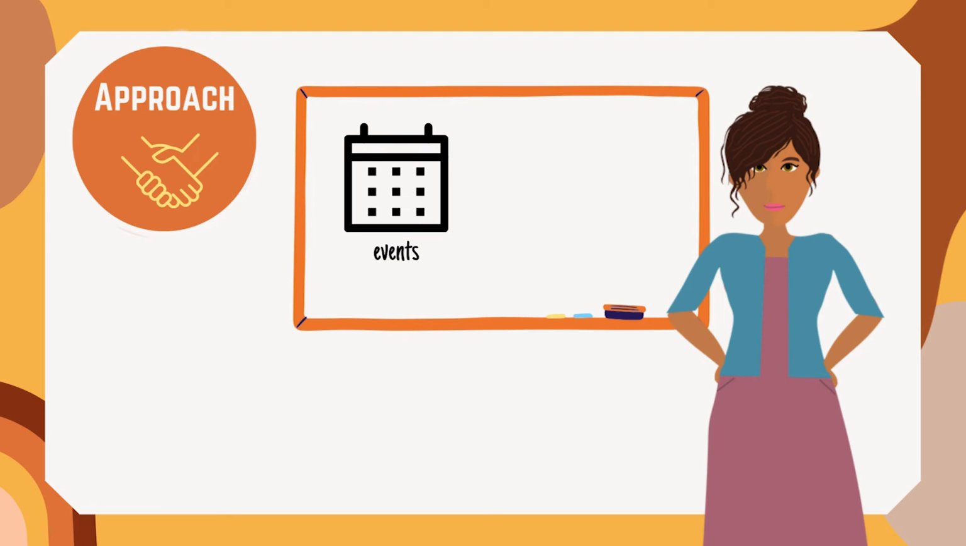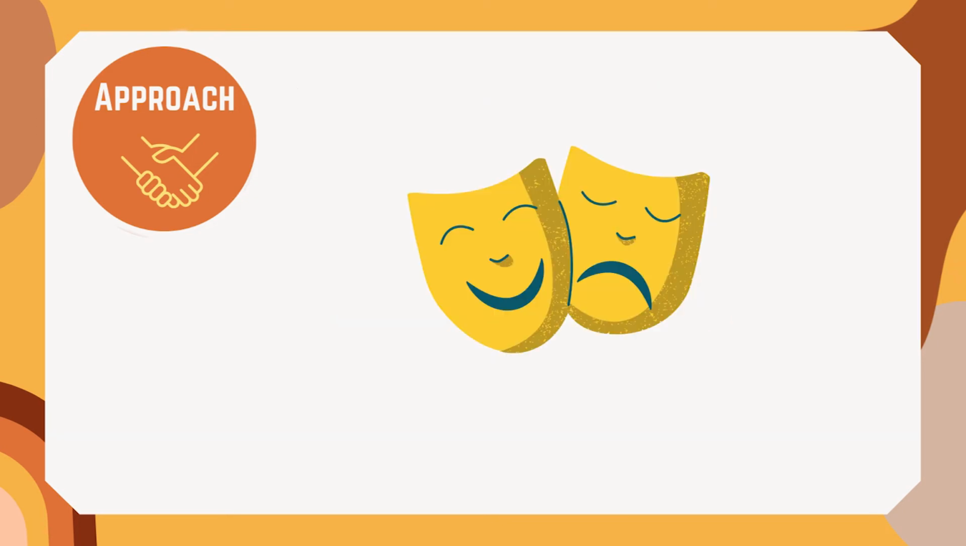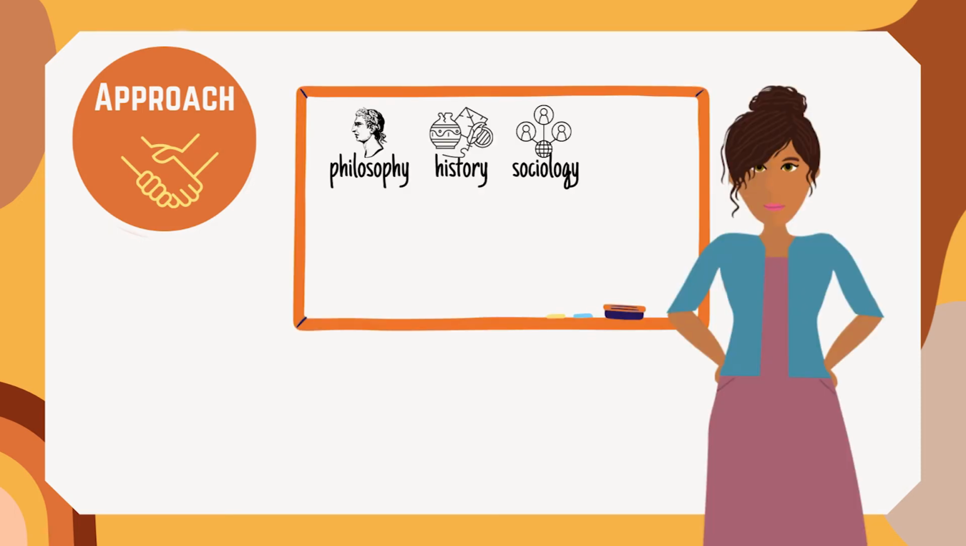Approach. There are different approaches that can be taken with a topic. For example, you can analyze or explain, narrate events or developments, argue pro or con, or be humorous or serious. You might take a philosophical, historical, sociological, psychological, scientific approach.